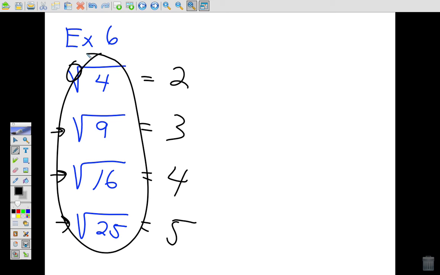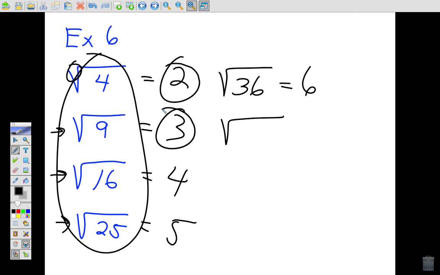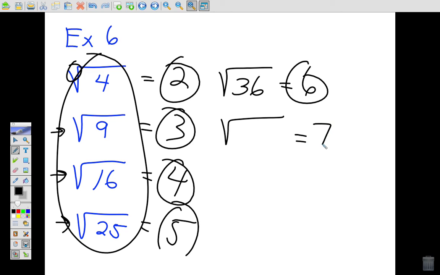Now if I continue doing that, what's the square root of 36? What number times itself is 36? Well, 6. And notice that there's a pattern. 2, 3, 4, 5, 6. 7 would be next. So what is 7 squared? Well, 49. Now I can also go backwards and say, hey, the square root of 49 is 7.